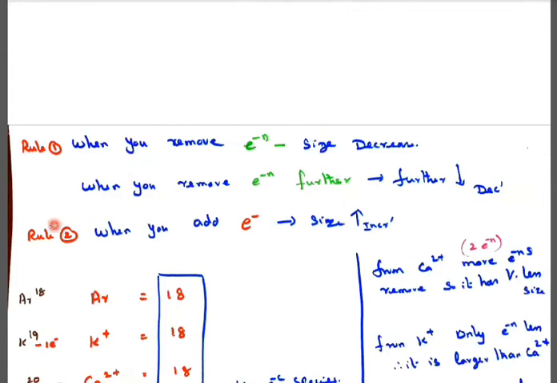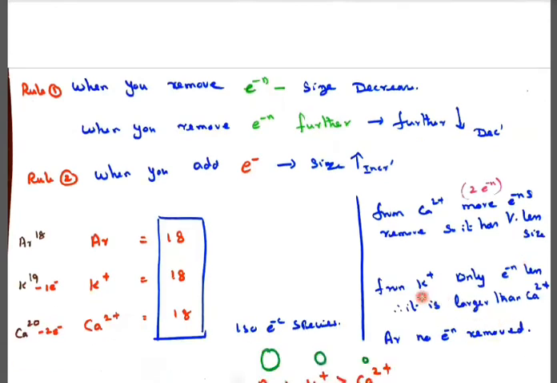The two rules you are supposed to follow. One rule is: remove the electron, size decreases. Remove the electron further, it decreases. But when you add electron, the size increases. In Ca2+, 2 more electrons are lost, so the size would be very, very less. But in case of calcium, only 1 electron is less, so it would be larger than Ca2+.